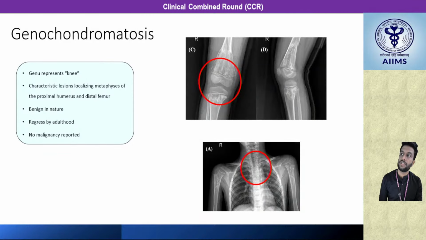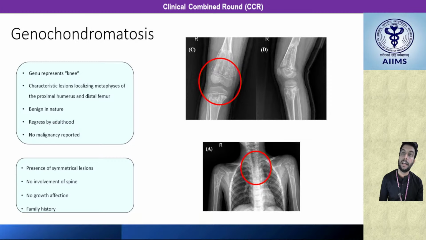This is the characteristic lesion, and the second picture shows involvement of the medial end of the clavicle, suggesting type 1 genochondromatosis. As the most common presentation of enchondromatosis is Ollier's disease, how could we clinically differentiate genochondromatosis from it? There is presence of symmetrical lesions, no involvement of the spine, the general growth is not affected, and there is a characteristic family history.